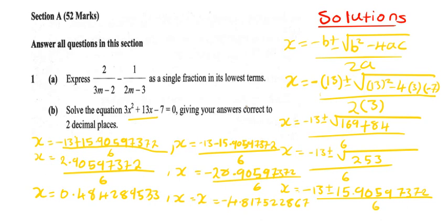Now at this point, that's where you round off to two decimal places. They have said correct your answers to two decimal places. So you say, therefore x is equal to 0.48. This number is less than 5, therefore you just write 8. But if it was 5 or greater than 5, we would have borrowed 1 from that number and put it to this number 8, and it becomes a 9.